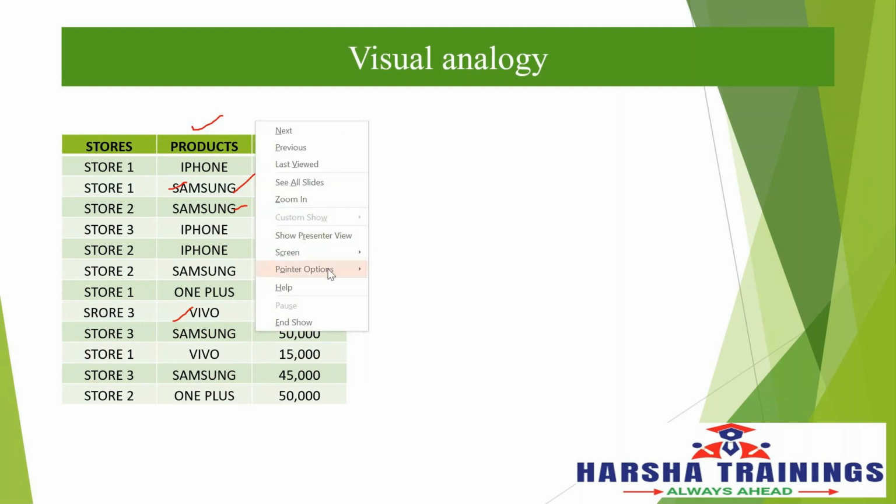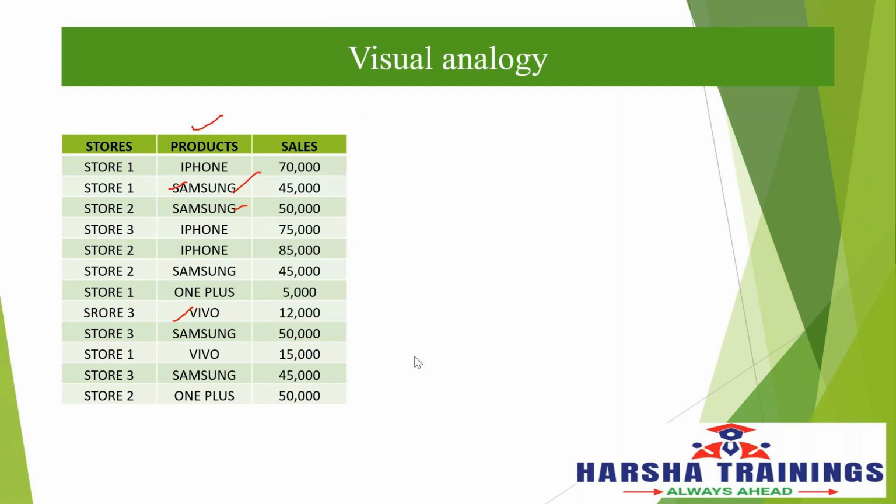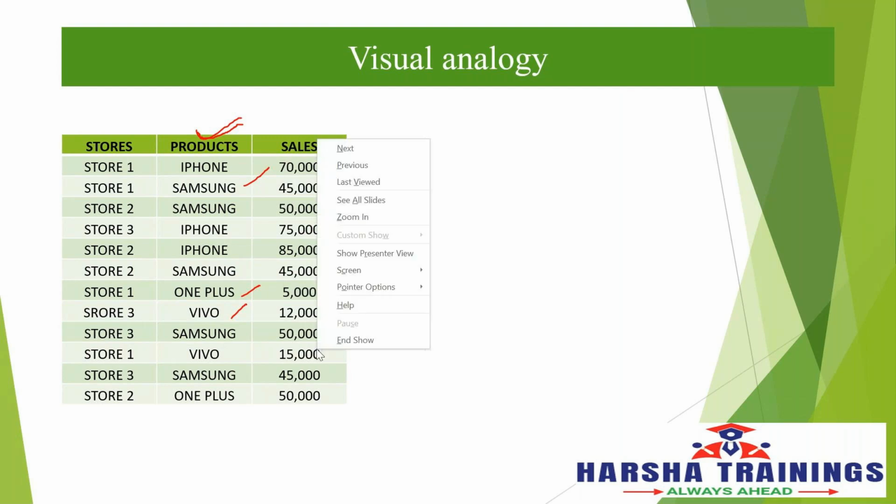Yes, sir. Because the iPhone is a standard brand. That's why you prefer the iPhone. It is a leading brand for mobile devices. Apart from that, Samsung is also a good brand and OnePlus is also a good brand. And recently Vivo has launched, right? Yes, that's right.